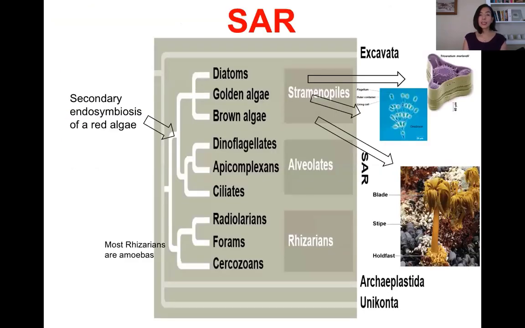In this SAR group, we know for sure that there was an event of secondary endosymbiosis that happened at the base of these clades. This secondary endosymbiosis occurred by engulfing red algae. The clades that descend from this ancestor, which engulfed the red algae, are stramenopiles and alveolates. So let's learn first the stramenopiles, which have 3 different groups.